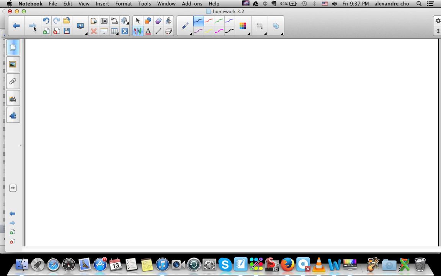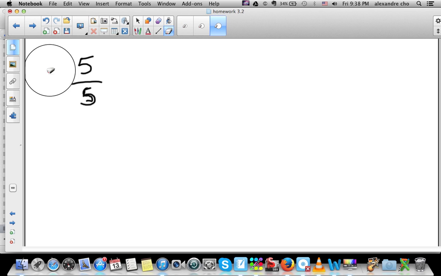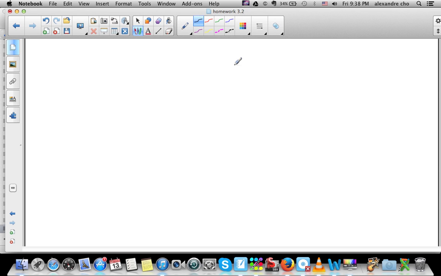All right, so let's see. C: compare each pair of fractions using benchmarks and other strategies, then copy the fraction. Okay, so 5 over 8 and 6 over 8. Let me rewrite this. 5 over 8 and 6 over 8.